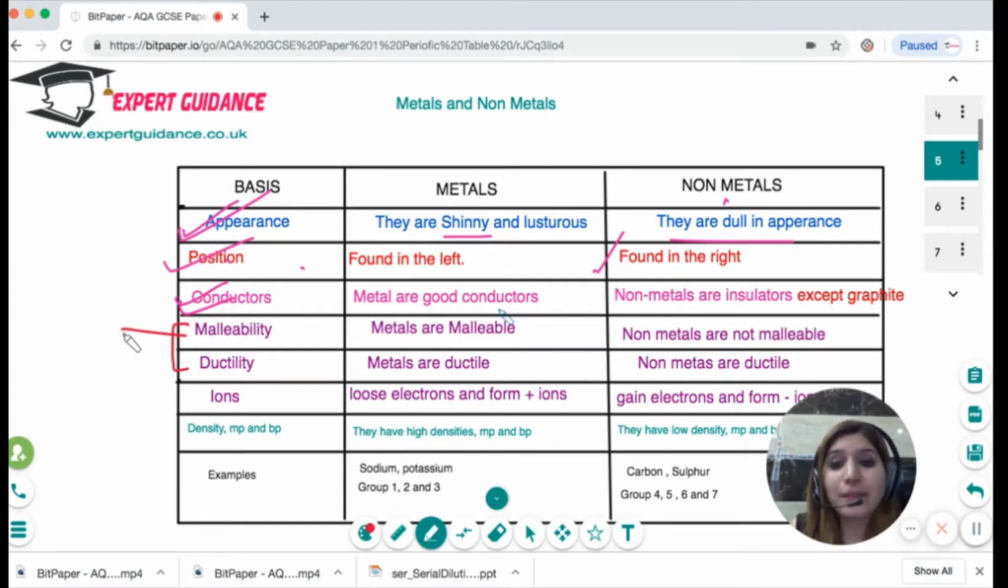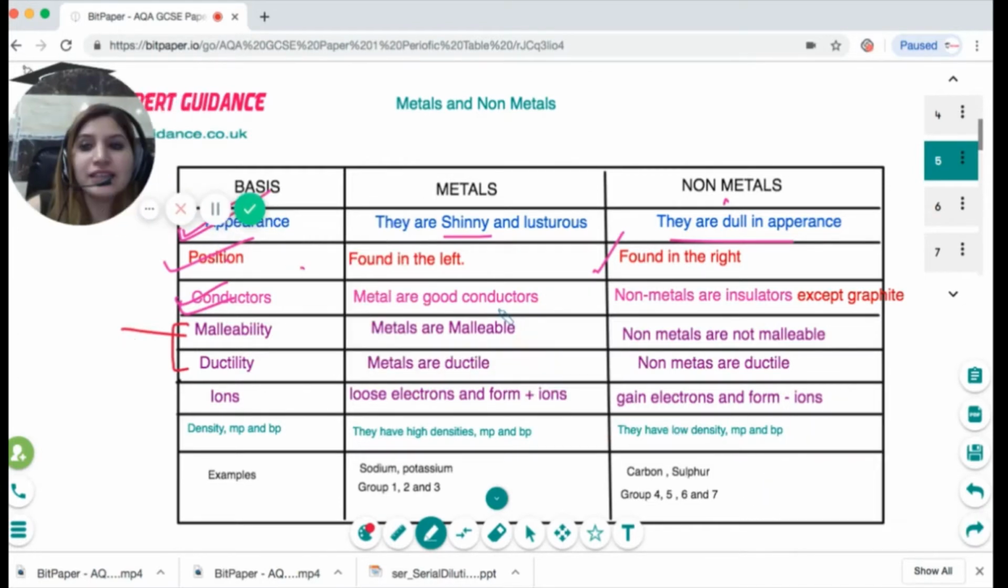Next, all the metals lose electrons to form positive ions. We'll see this in ionic bonding. And you also know that a metal has 1, 2, or 3 electrons in the outermost shell, which are easier to lose. On the other hand, non-metals have more than 5 electrons in their outermost shell, so it's better for them to gain an electron. So they gain an electron and form negative ions.